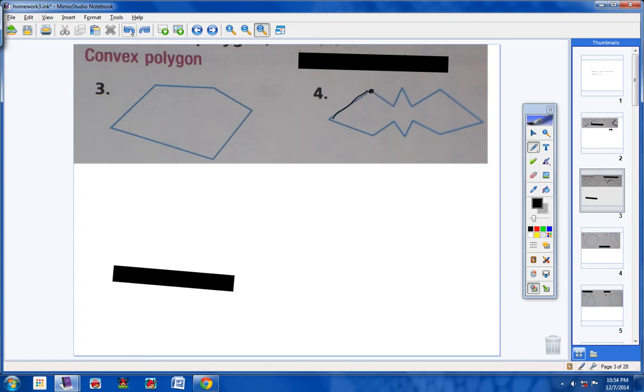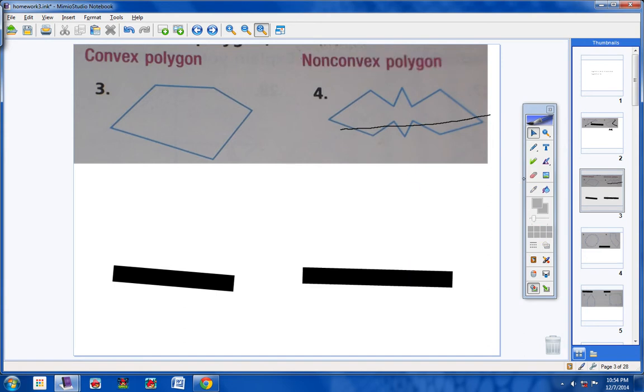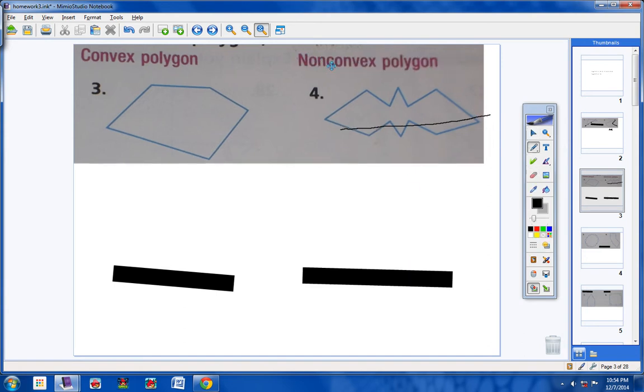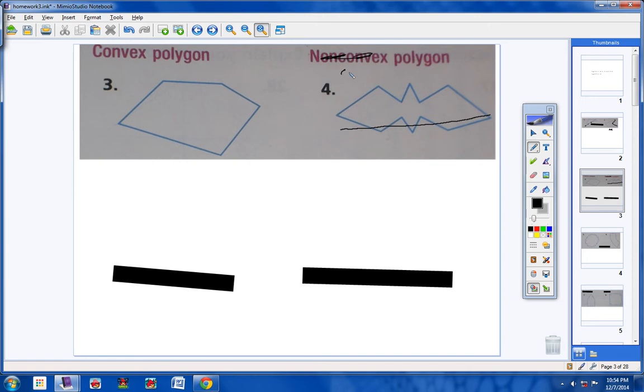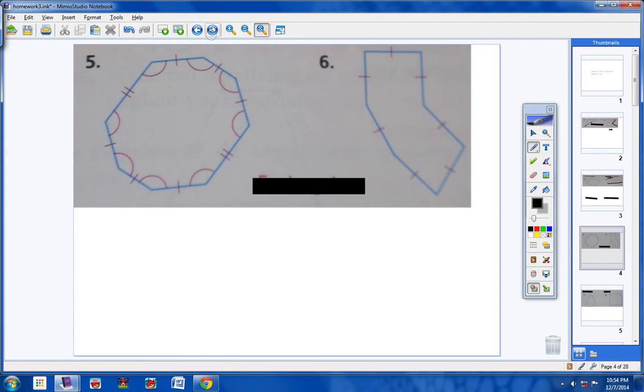Notice, look students, notice all of the indentations. Here's an indentation, here's an indentation, here's an indentation, here's one. Plus, if there's just one place where I can draw a line that intersects the polygon in more than 2 places, then it is a concave polygon. Look at that. I draw a line there, it intersects at 1, 2, 3, 4, 5, 6 places. So this is a polygon, and they say non-convex. I say concave. Same thing. Alright, moving on to number 5.